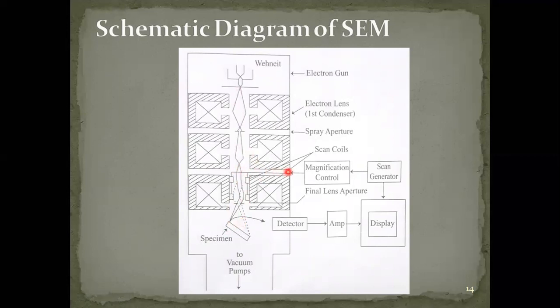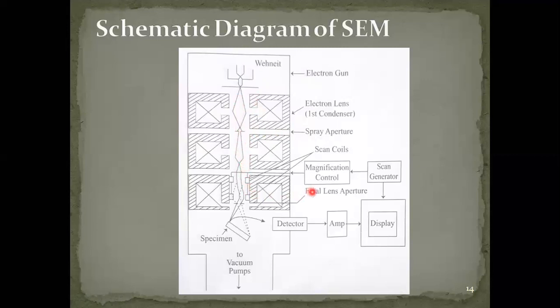Next, we have apertures here. So this is a final lens aperture. Before that, we have two apertures, a spray aperture and another aperture here. These apertures depend upon the microscope. Some microscopes have many apertures. Here we have two apertures. These apertures are used to exclude or reduce the extraneous electrons, the extra electrons. So we are filtering the number of electrons. The thinness of the electron beam is getting filtered out, right?